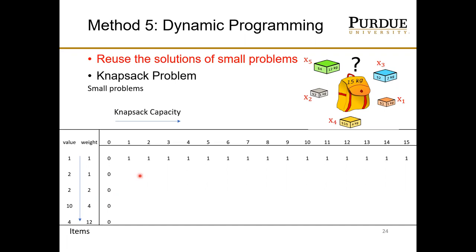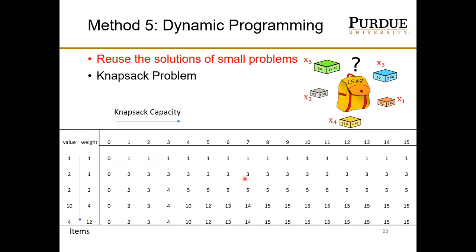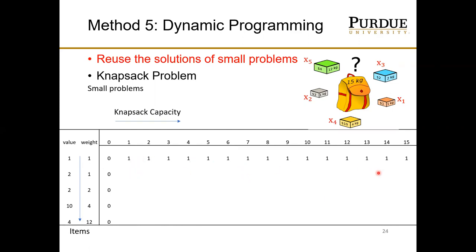I should say, each cell represents one problem. For example, let's focus on this 3. You can see my laser pointer, right? Okay, so look at this 3. This cell represents one problem. The problem is that the capacity is 7, and we have two items, the first one and another one. So that's the meaning of this cell: a problem with 7 capacity and 2 items, and the best solution, or the optimal objective, is 3. Okay, that's the idea. So we store the objective value in all the cells, and then we can fill this in.